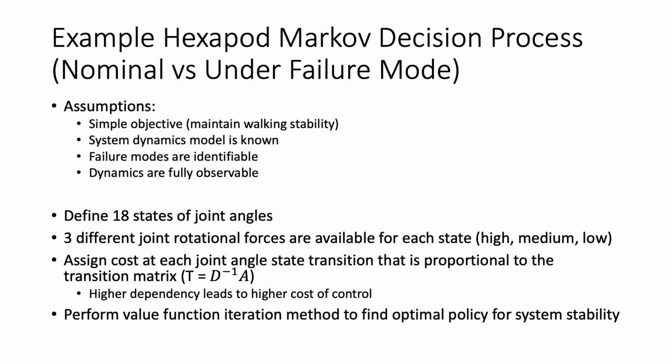So we can assign the cost at each joint angle state transition that is proportional to the transition matrix mentioned before. That means a higher dependency node will have a higher cost of control, so it is going to be less easy to manipulate. And we will use the value function iteration method learned in class to find the optimal policy for maintaining system stability under failure mode.